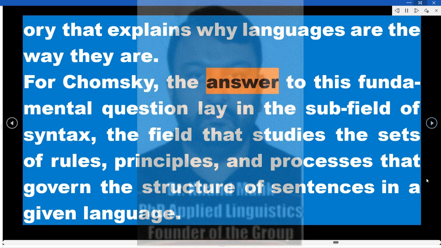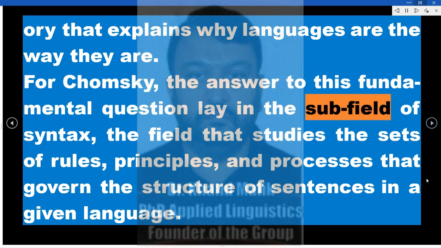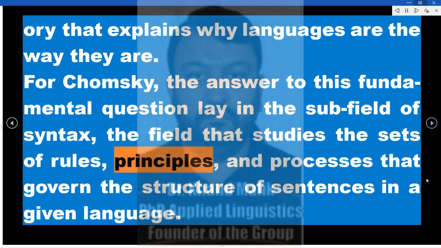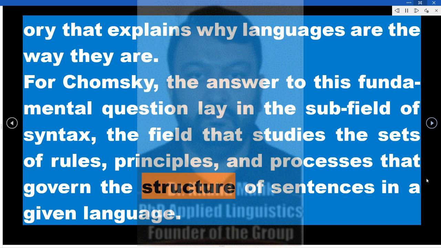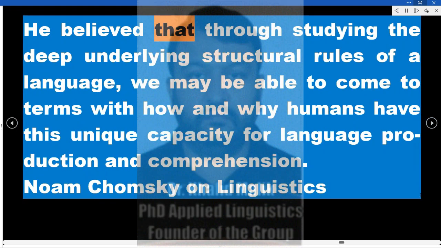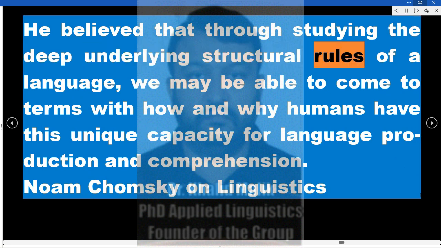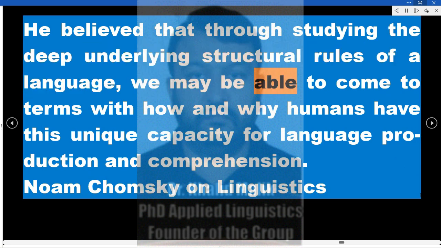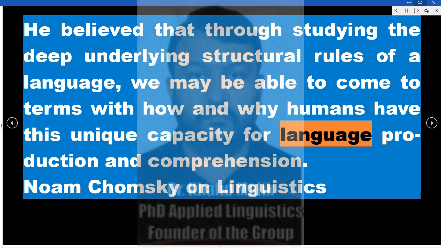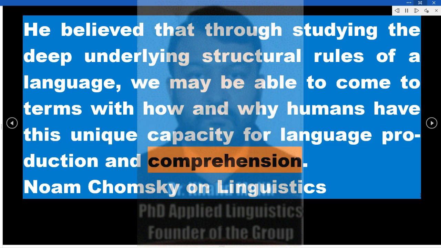For Chomsky, the answer to this fundamental question lay in the subfield of syntax, the field that studies the sets of rules, principles, and processes that govern the structure of sentences in a given language. He believed that through studying the deep underlying structural rules of a language, we may be able to come to terms with how and why humans have this unique capacity for language production and comprehension.